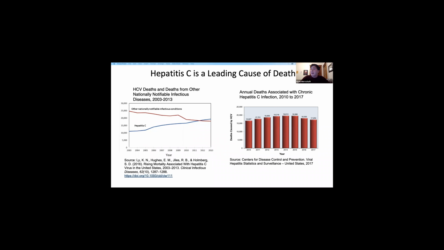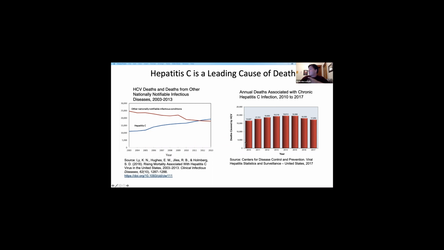So this graph on the left is showing how hepatitis C and the amount of death it's causing relates to all the other 60 notifiable infectious diseases monitored by the CDC from 2003 to 2013. And the concerning trend that the CDC noticed was that while all those other nationally notifiable diseases and conditions had decreasing infection rates or deaths, hepatitis C was increasing. And that's related to a lot of things, including lack of access to treatment and the rise in injection drug use. But it's very concerning that we're seeing this rise in deaths.